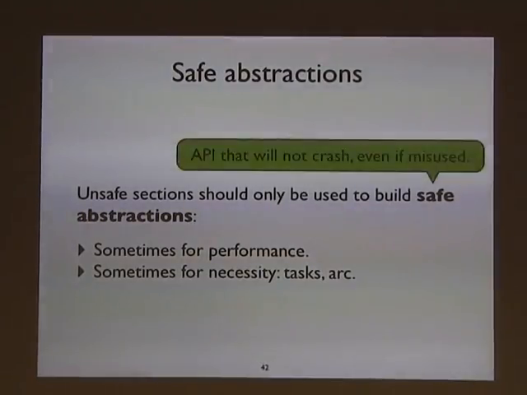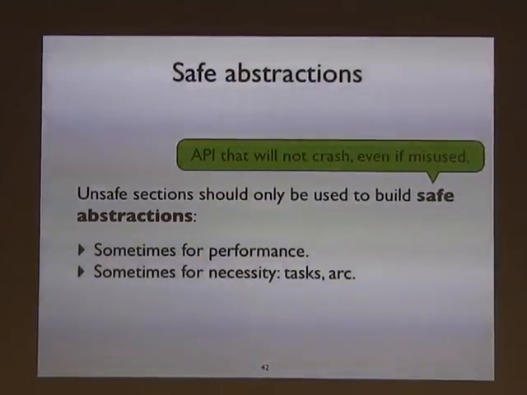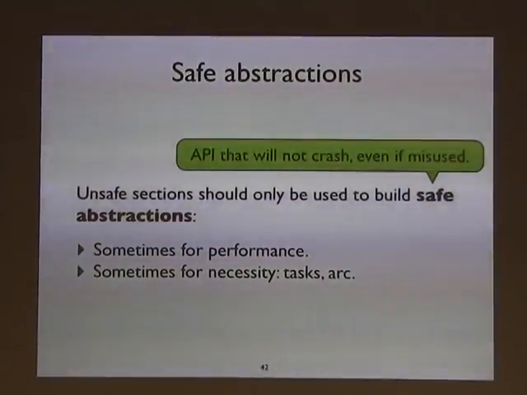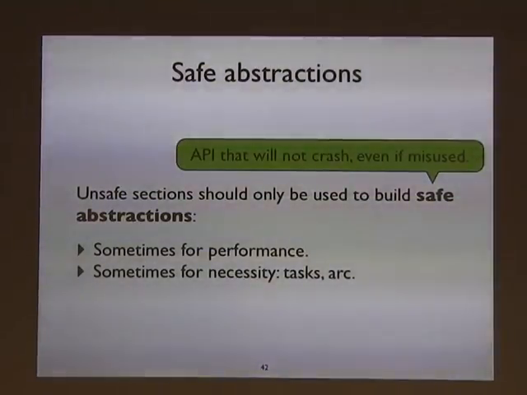And by safe, I mean even if the caller does some goofy stuff, like calls all the methods in all the wrong order, it still shouldn't crash. It still shouldn't cause data races, and so on. So something like Arc that I showed you, that has exactly one method that gives you an immutable reference, that's a safe API. There's really nothing you can do with that will break any rules.